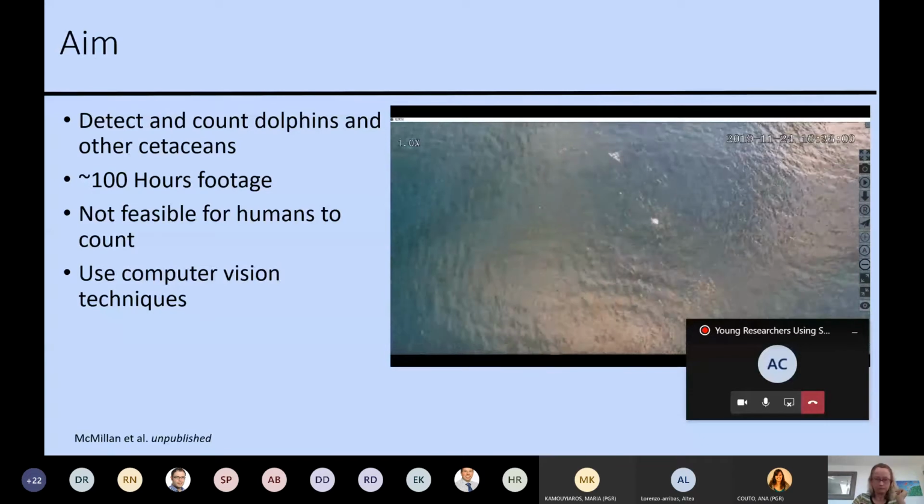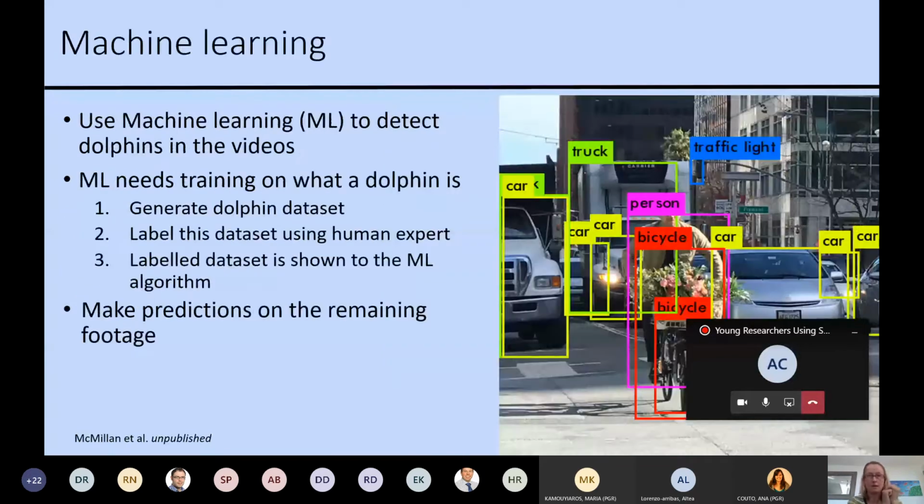So what Lewis is doing, he's using a machine learning algorithm to detect dolphins in the videos. So what happens here is he generates a small data set from training footage where he creates objects of interest that might be dolphins, but are not dolphins for sure.